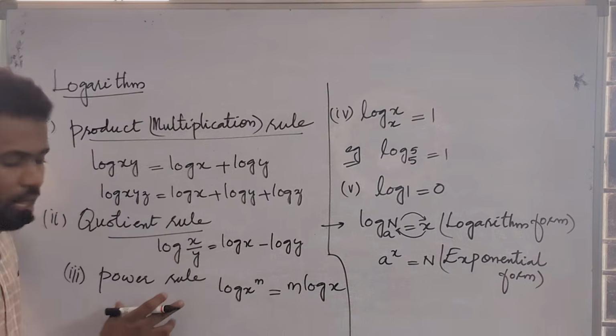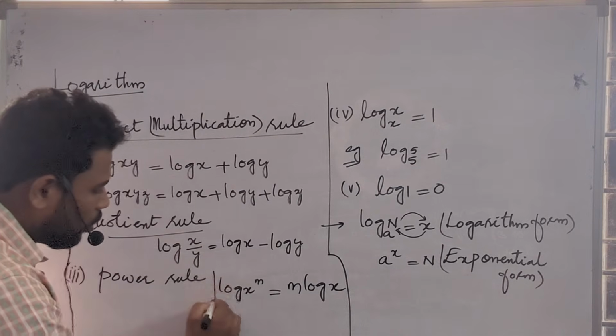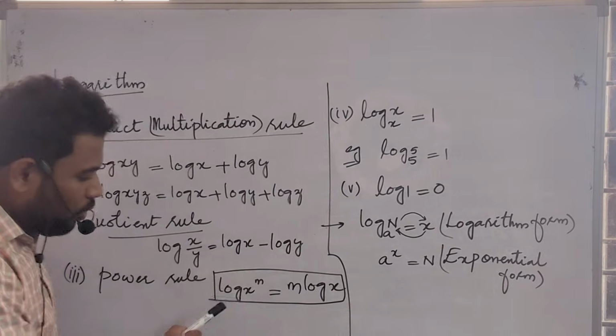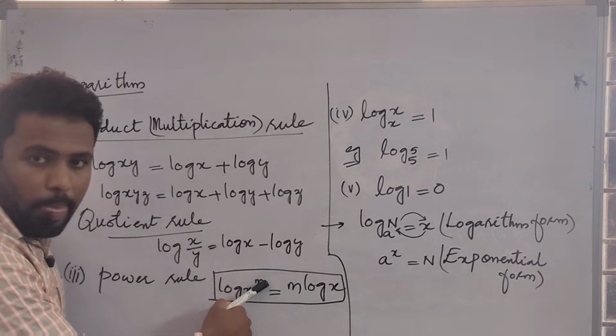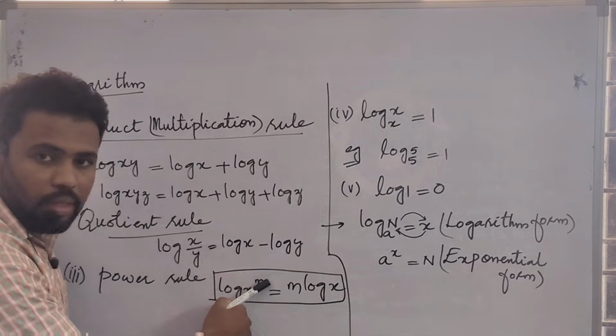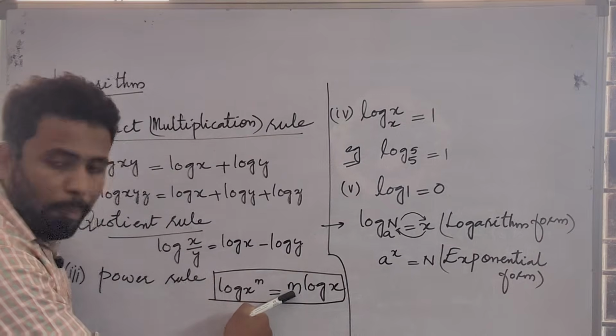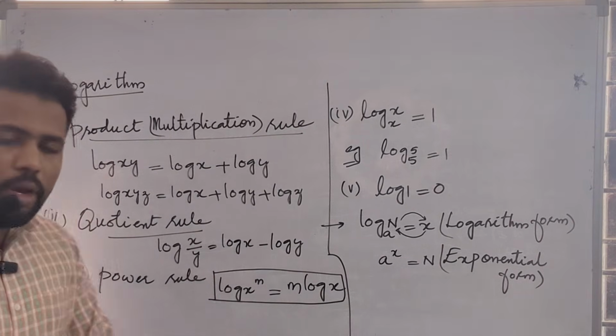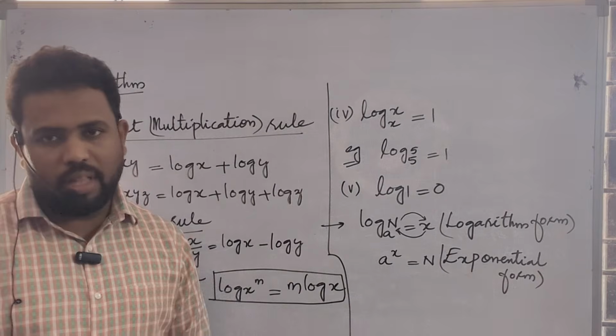The third rule is the power rule. If you check carefully, log x to the power n. First we write the power and copy the same log, log x. So the rule is n log x.